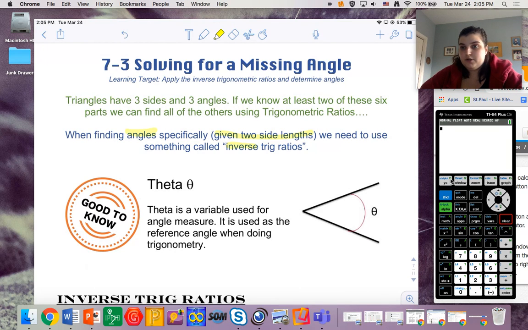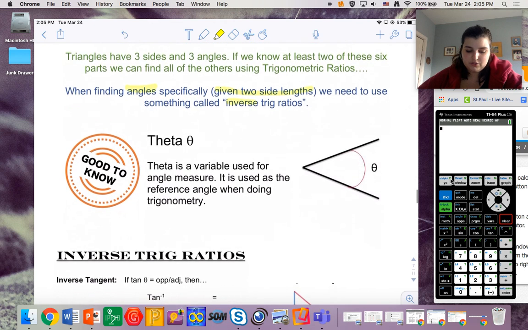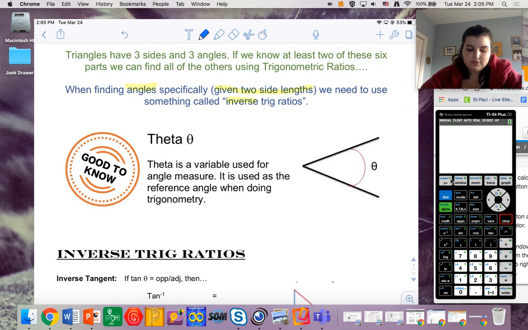Something that you might have already noticed popping up is this new variable called theta. Theta is used to refer to angle measures. It's the indicated angle or the angle we're looking for. So if you see theta, that's the angle we're talking about. And theta will be equal to something in degrees, like 42 degrees. It's also called the reference angle.